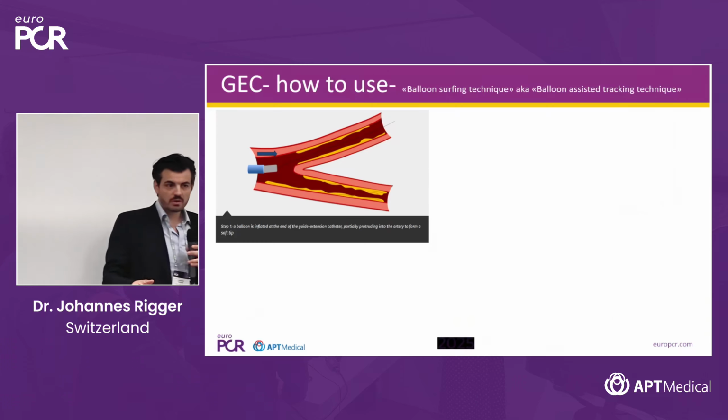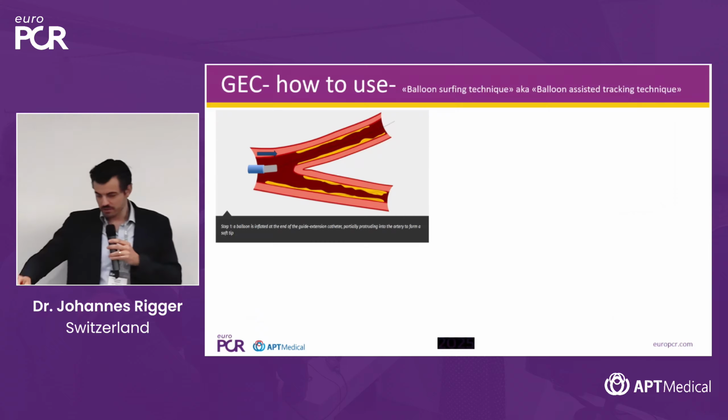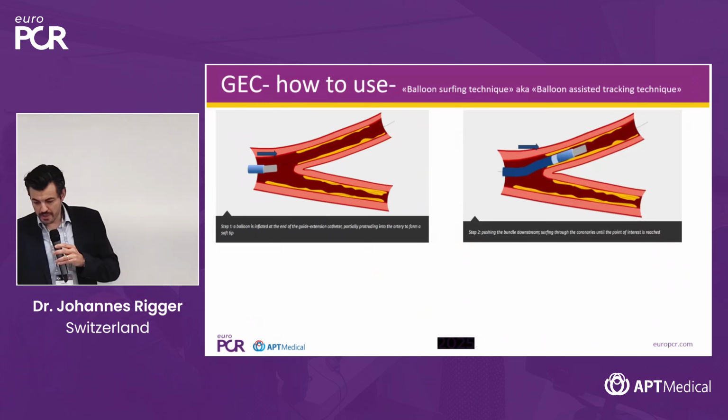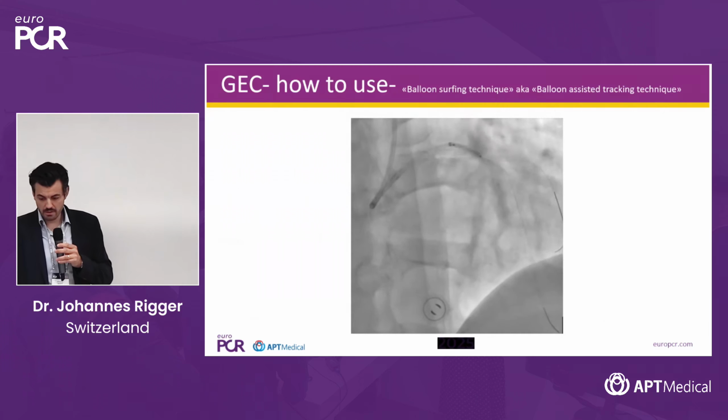Put a small balloon that you have on your table, inflate it half in, half out of the guide extension catheter, and push the bundle forward, and you will surf through the artery, as seen here.